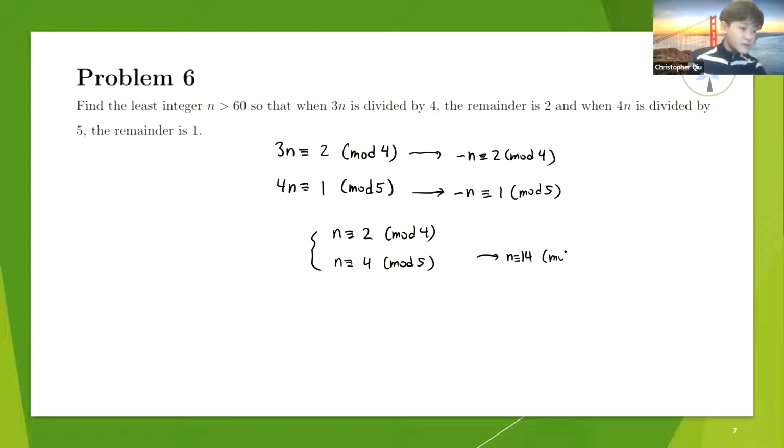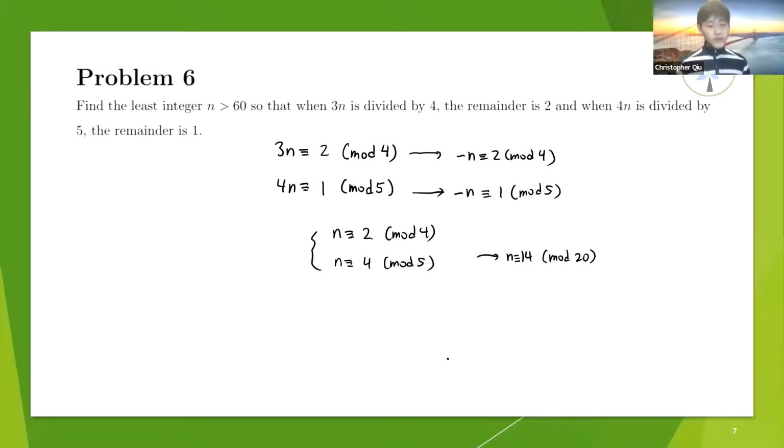And so that means that n is congruent to 14 mod 20 is the unique solution to this system of linear congruences. This is because of a theorem called the Chinese remainder theorem, which tells us in this case that n congruent to 14 mod 20 is the only possible solution mod 20 to this system of linear congruences.